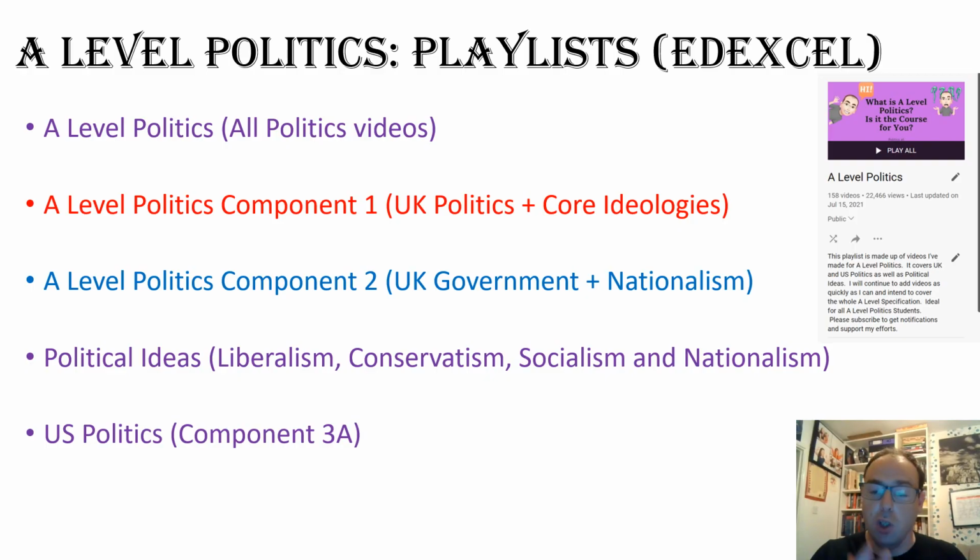And then we've got US politics. So this is component 3A, which is the optional second year unit that we do, which essentially does large parts of equivalents of unit 1 and unit 2, but looking at the US. And there's loads and loads of really interesting stuff in that. Again, there is a really comprehensive coverage on the politics stuff, but I'm going to have to keep adding to it because politics has this annoying habit of keeping on changing.